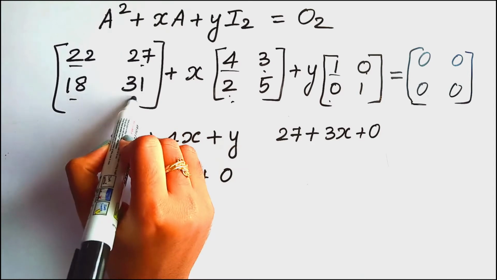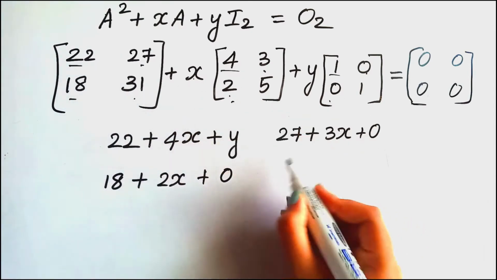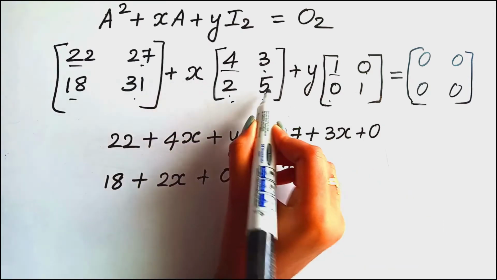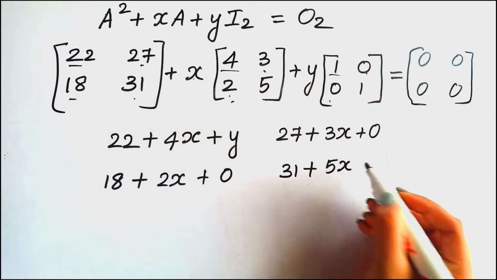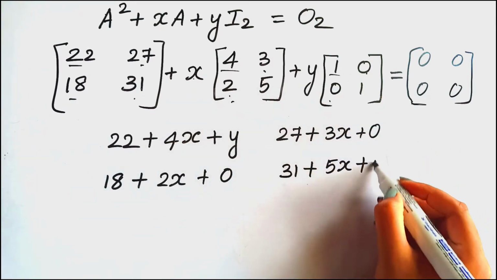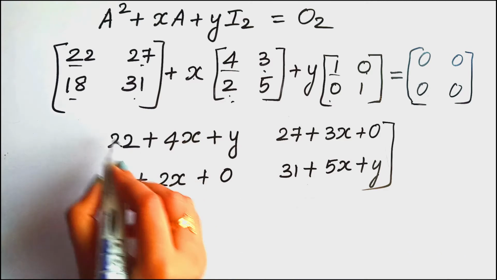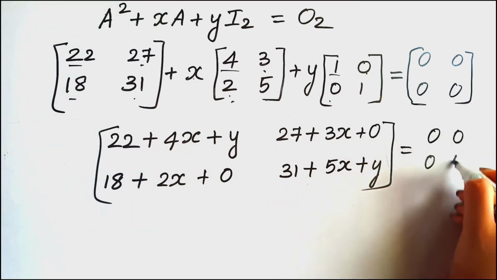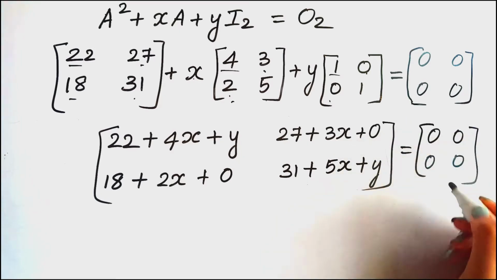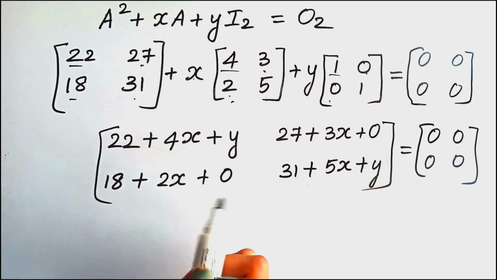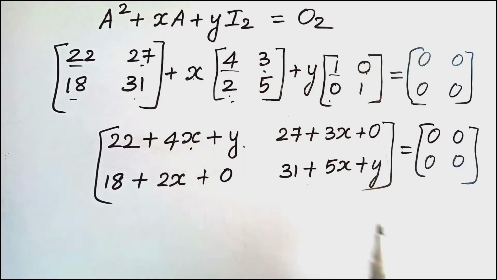And similarly for the last element, which is 31, plus x into 5 will get 5x, and then plus y into 1 will get an answer y here. So this is what we have found, which is equal to the zero matrix, 0, 0, 0, 0. Okay, so now what we ultimately have to find is the value of x and y, right? So we have to find the value of x and y here.